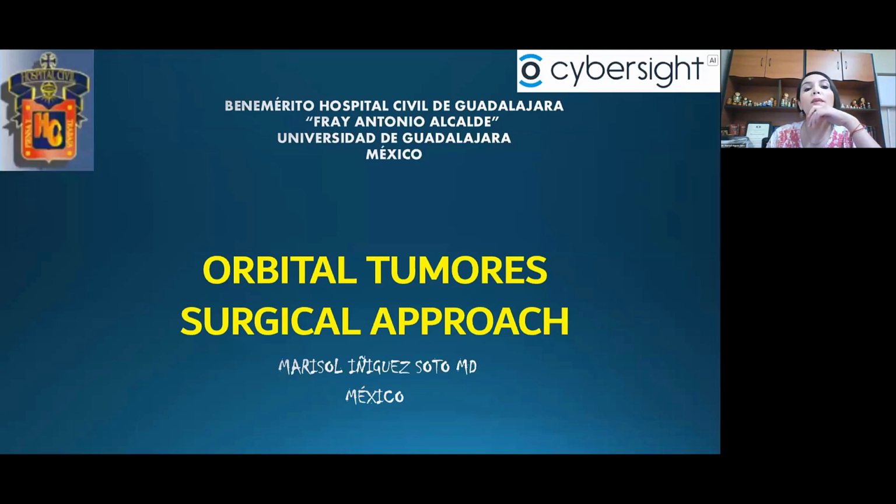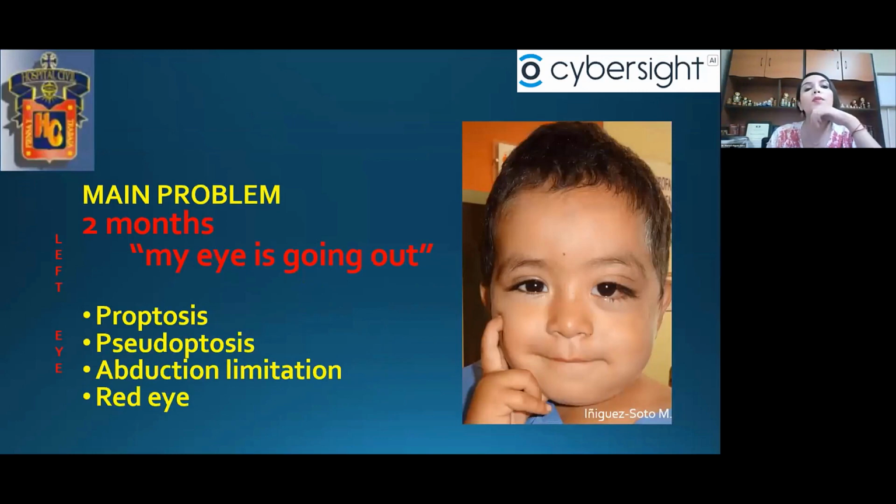So I'm going to talk to you about some orbital tumor surgical approaches in real patients, in real cases that I have had the opportunity to treat in my hospital, Hospital Civil de Guadalajara, here in Guadalajara, Mexico. So we are going to begin with a little boy.